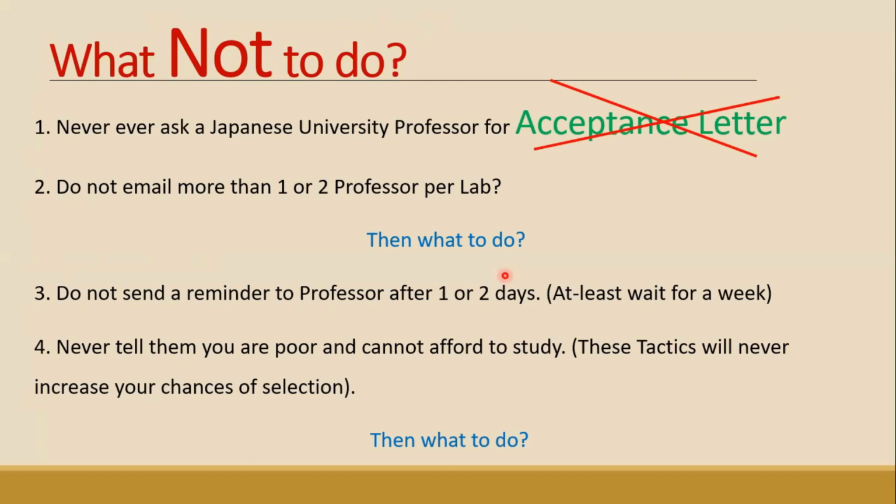Then what to do? There is a very good solution for it. You just email one professor and schedule an email for another, or just wait for one professor to reply. If you don't get a reply, then go for the other professor. So don't email all the professors in one lab. Do not send a reminder to a professor after 1 or 2 days. I have seen many applicants who just send an email again and again. This will annoy your professor. So I recommend you wait at least a week or 5 working days for your professor to reply. If you don't get a reply, then send a reminder.